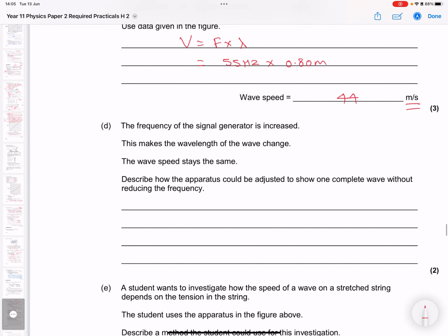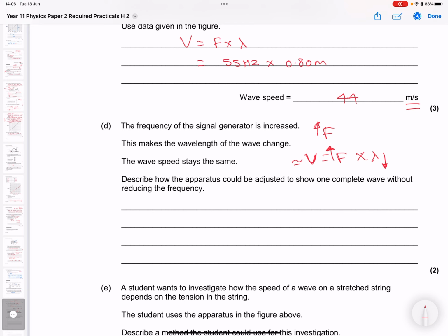Okay, so the frequency of the signal generator is increased. So they have increased the frequency, and this makes the wavelength of the wave change. The wave speed stays the same. So V is equal to F times lambda, but they are increasing the frequency, and the wave speed is staying the same. So in that case, what's going to happen, the wavelength has to go down in order to keep it a constant value.